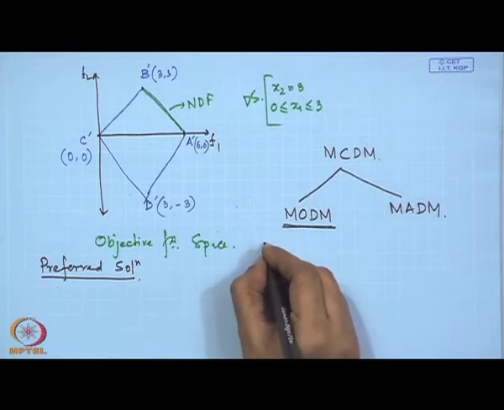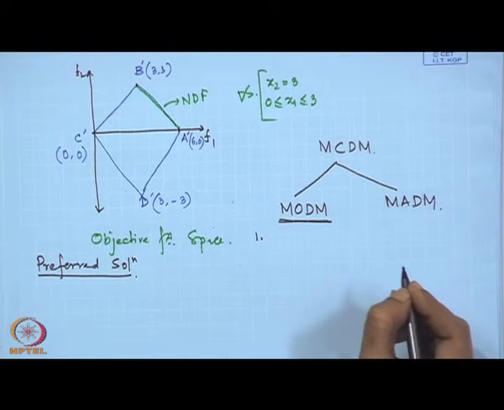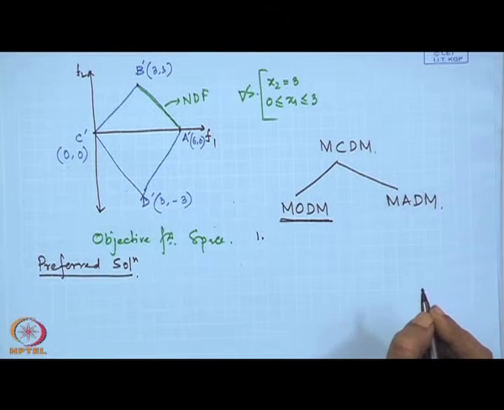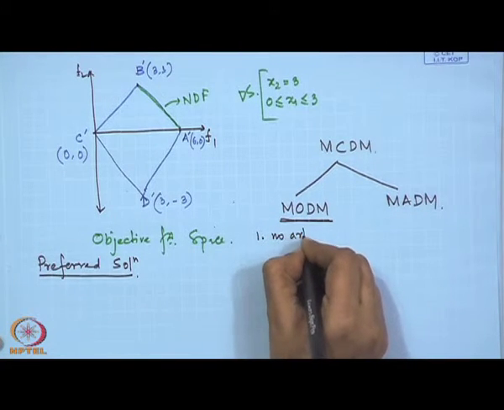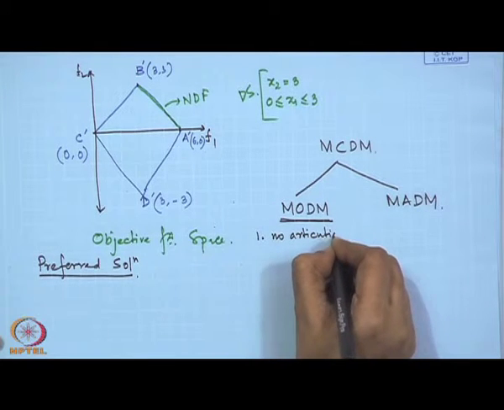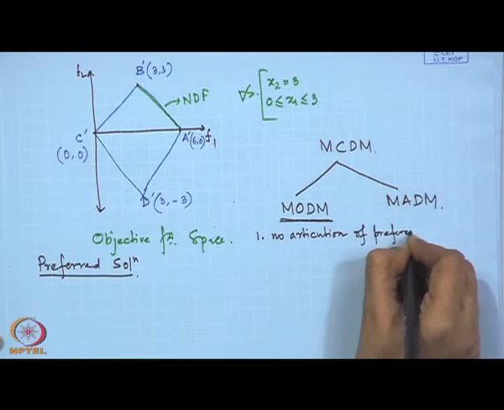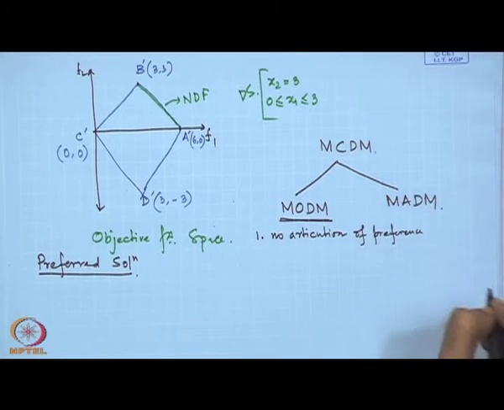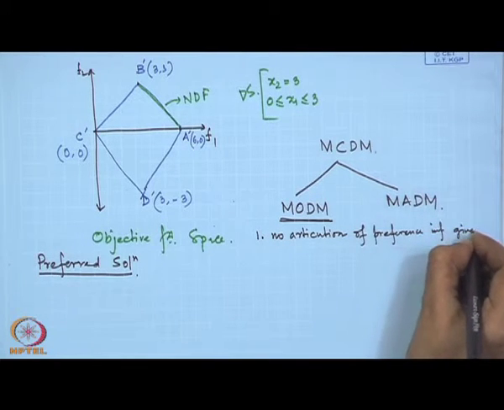There are different methodologies for solving the multi-objective decision making problem, and all the methodologies can be categorized into 4 types, depending on the information available in the decision process. The first classification is that no articulation of the preference information of the decision maker is given. No subjective information, no preference structure about the decision maker is given in the process. That is called no articulation of preference information given. This is the first type.